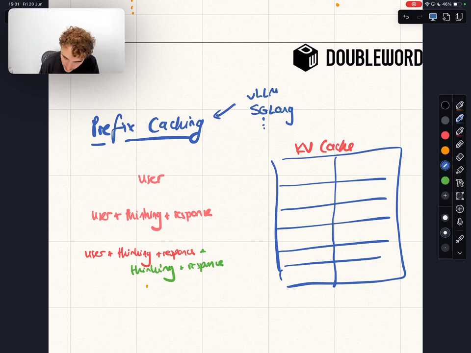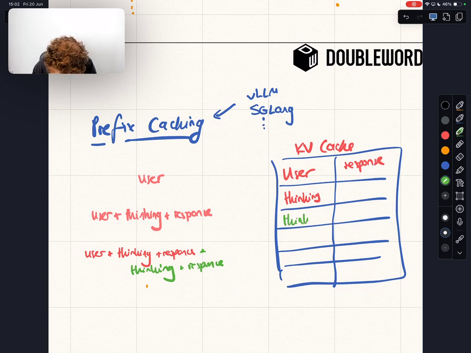And when I process the first user message, it's going to sit in some set of blocks, and then I'm going to process the thinking messages and the response messages, and then I'm going to process the second set of thinking messages, and they each are going to get their own set of blocks in this KV cache.